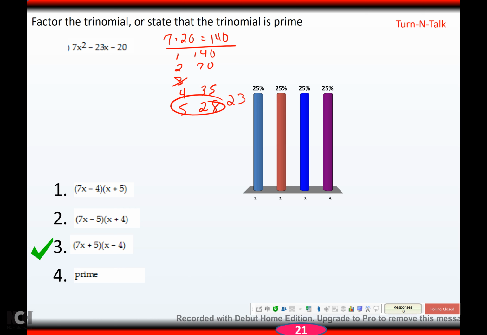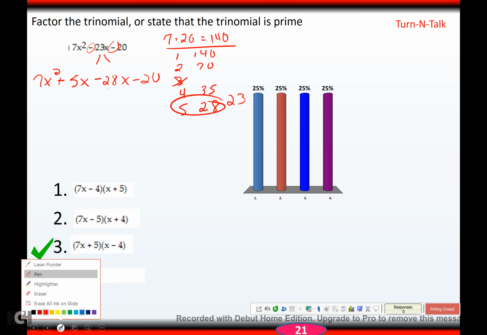All right, so my pair is going to be 5 and 28, so I'm going to split the middle: 7x squared, and then I don't know what sign, but 5x and 28x. Look at C to tell you. C is negative, so only the bully gets the middle, and the wimp has to be the opposite. And then bring down minus 20 on the end. Now we're at 2 by 2.